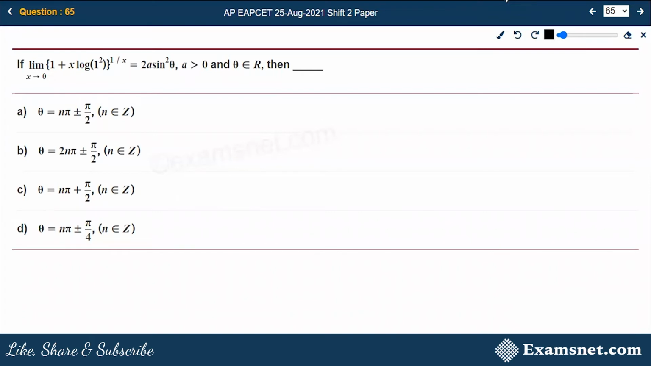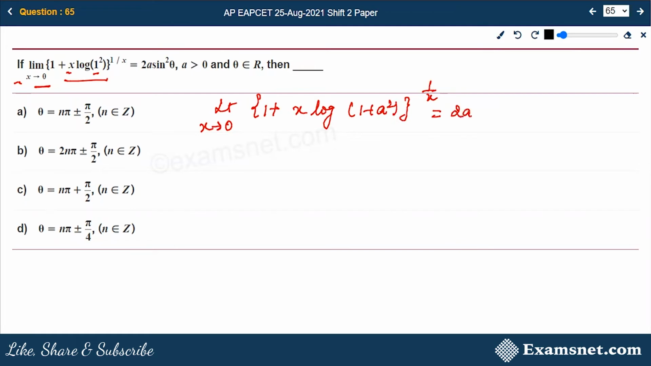Let's start with question number 65. If limit x approaches 0, 1 plus x log, this is 1 plus a square. I'm writing the correct question here. Limit x approaching 0, 1 plus x log, it is 1 plus a square whole raised to power x, 1 by x is 2a sine square theta, where a is greater than 0 and theta belongs to the real numbers. Therefore, this left hand side, this LHS, when I put x equal to 0, will become something of the form 1 raised to power infinity.